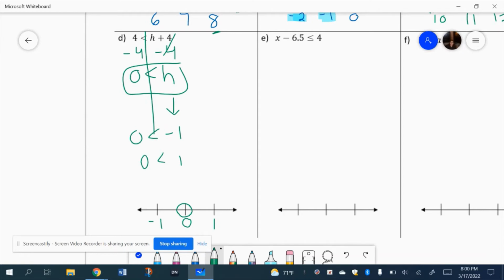Is 0 less than -1? If you look at your number line, 0 is actually bigger than -1 because it's to the right. So this one is not true. 0 is in fact less than 1. Since 1 is part of our solution, we shade to the right.